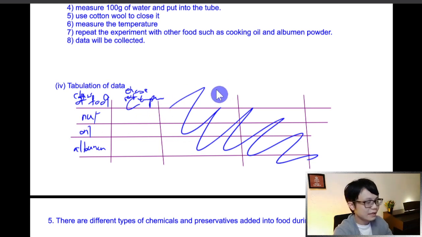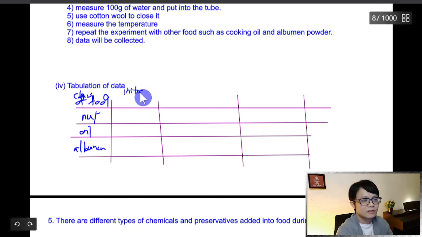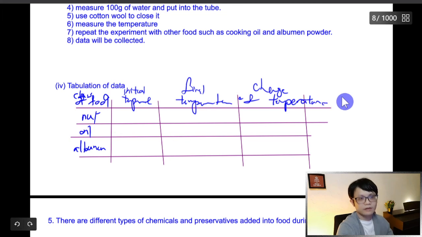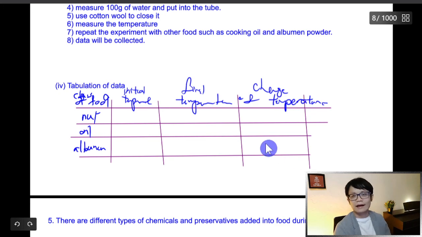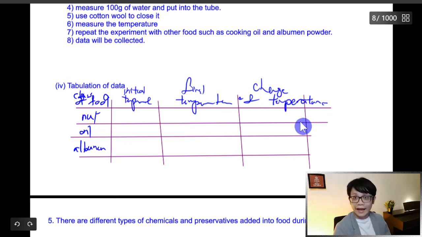But usually I will do more for the examiner. Usually I will just write initial temperature, then final temperature, then maybe I just say change of temperature. Okay, my handwriting is like this because I've got no time to write. If I write it out, later you all will fall asleep, so I just hope that you can understand my handwriting. So basically again you just do like this and you get marks.